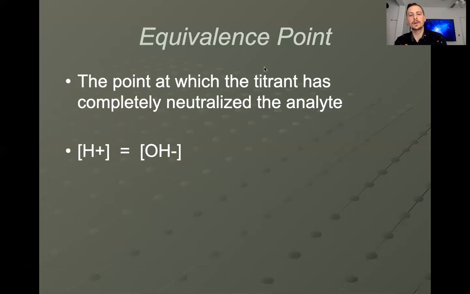All right, so the next new term is what we call the equivalence point. So we are going to be adding titrant to our analyte until we reach what we call the equivalence point. That equivalence point is the point at which the titrant has completely neutralized our analyte. So we're going to be adding it very slowly, very carefully until we've completely neutralized our analyte, or what's in our Erlenmeyer flask. And again, for acid-base reactions, the amount of hydrogen ion is equal to the amount of our hydroxide ion. That's how we know that we've completely neutralized our unknown.